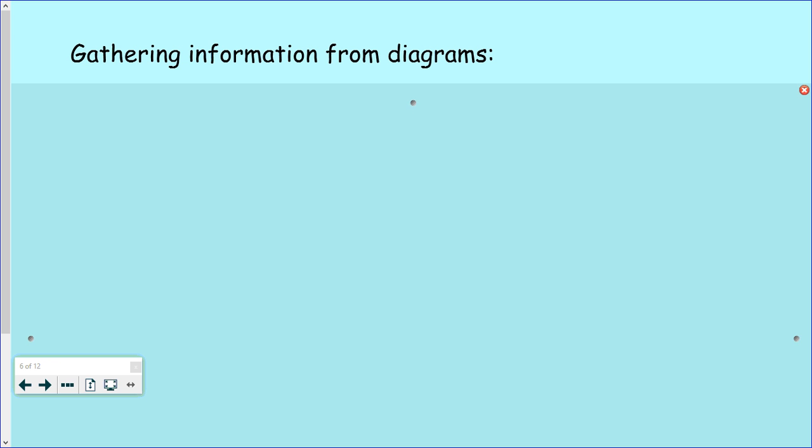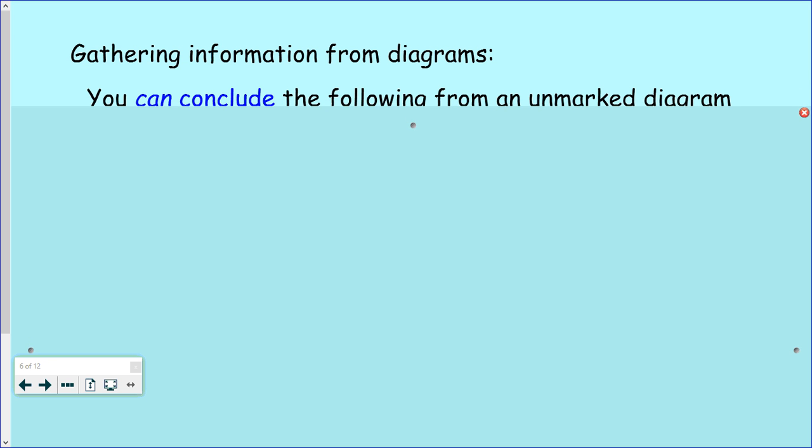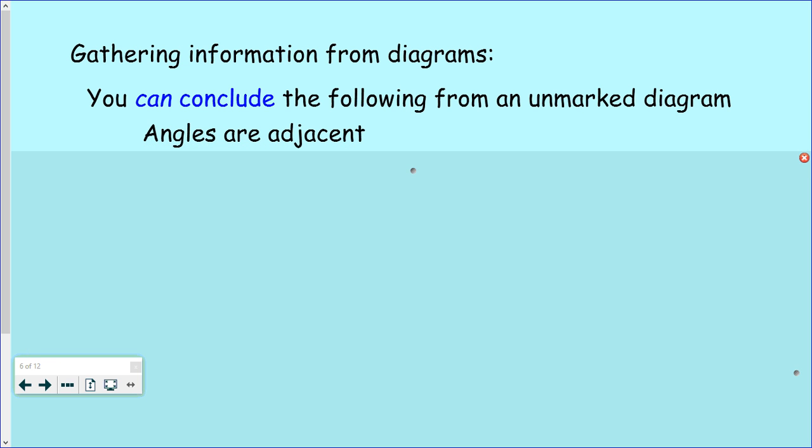Things we can gather from diagrams, and more specifically from unmarked diagrams. Diagrams that don't have any congruence marks or any right angle marks. What kind of information can we gather from those? Well, we can always identify adjacent angles because in the picture we can see that they share a side, share a common vertex, and no interior points in common.